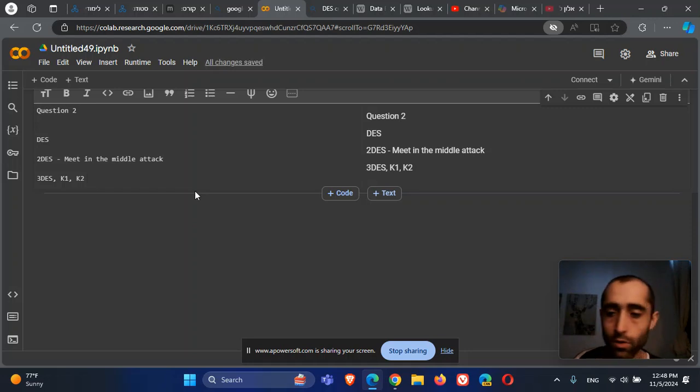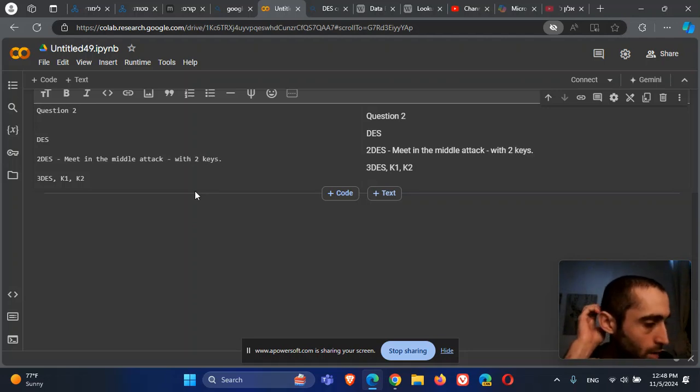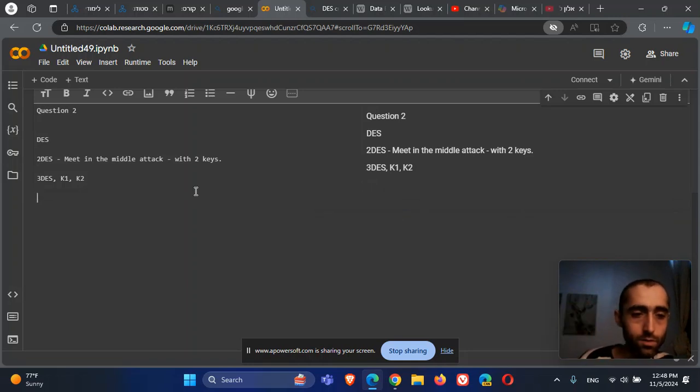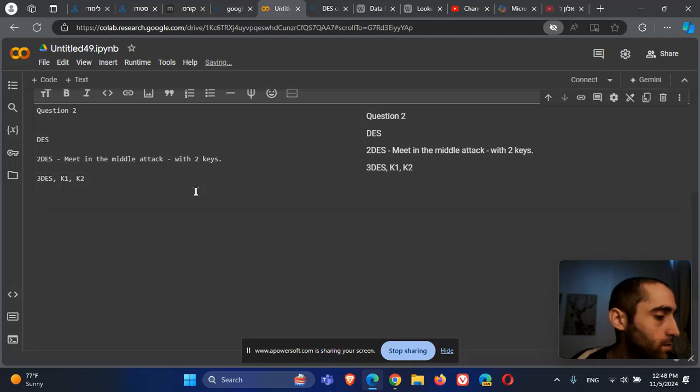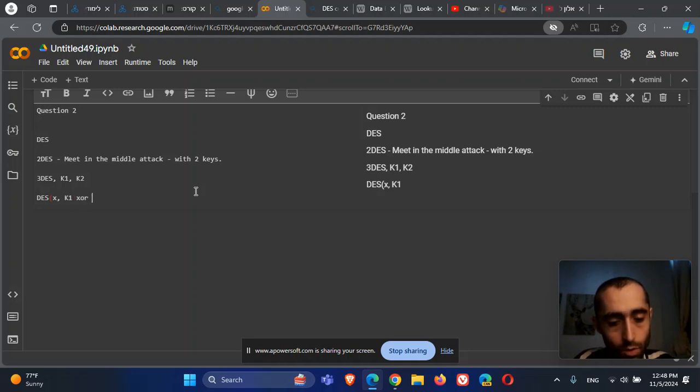Now we are going to look at different structures and tell if they are like two DES or three DES, and this two DES is with two keys. This is also with two keys. Now we need to say if the following is like two DES, three DES, or one DES. Now what can we say on DES of X and K1 XOR K2?